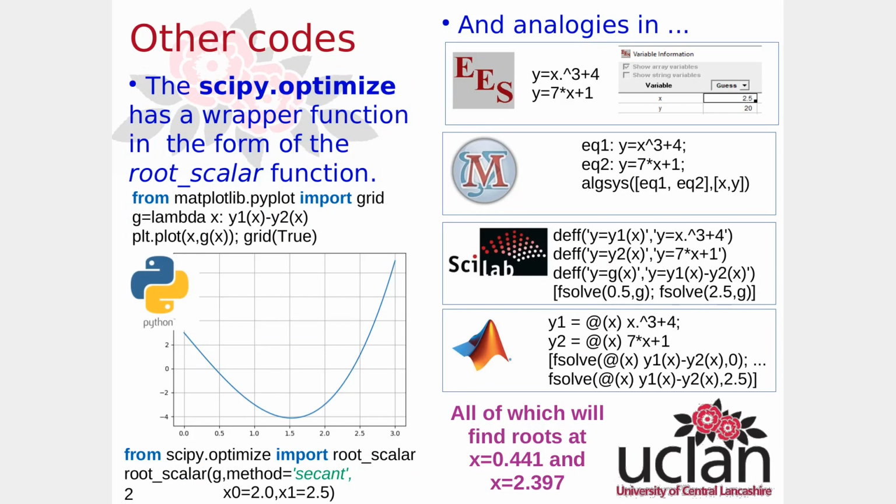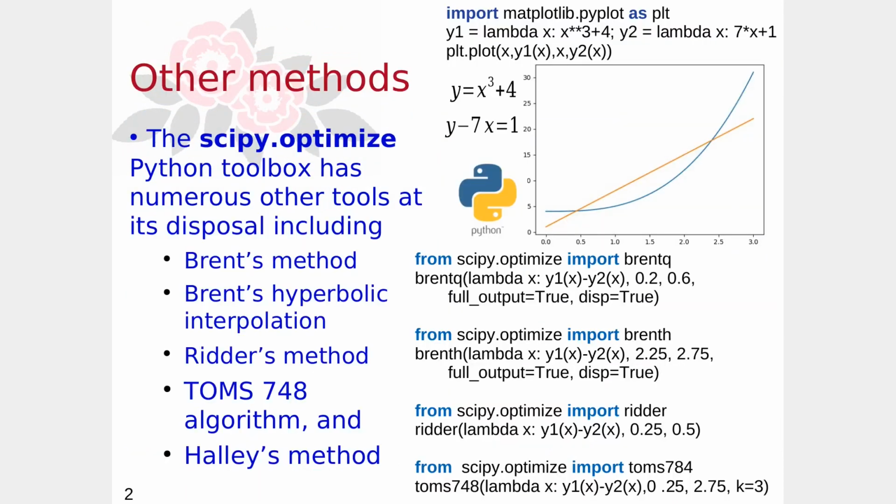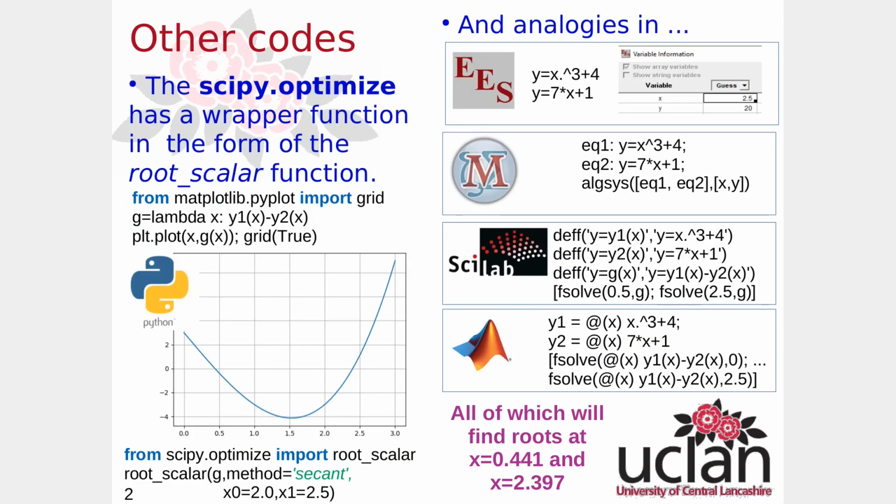So other codes, the SciPy.optimize has a wrapper function in the form of the root_scalar function, which is important to be able to use. We call it a wrapper function because all these particular methods, the Brent, the Ridder and the TOMS, can all be used as part of this, using the same procedure, the same wrapper function.